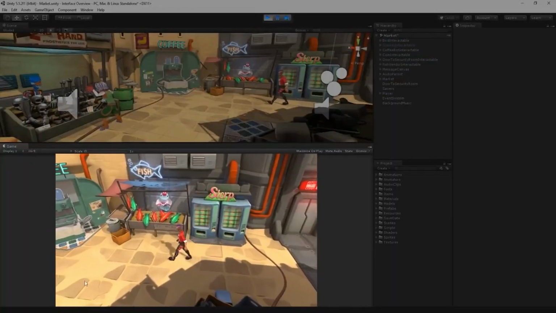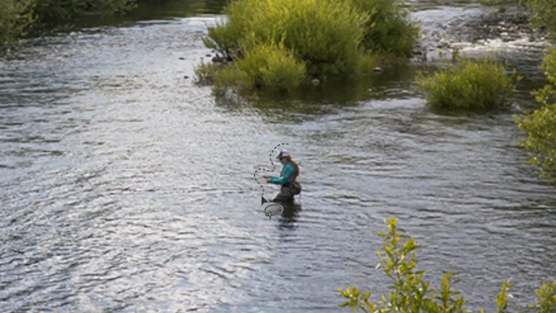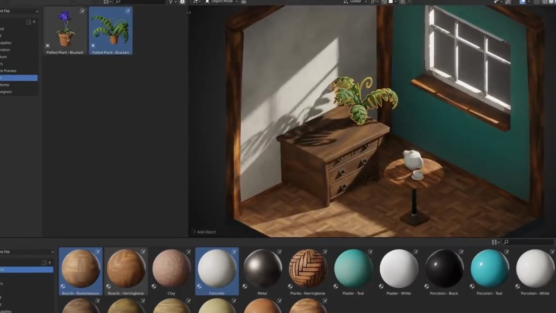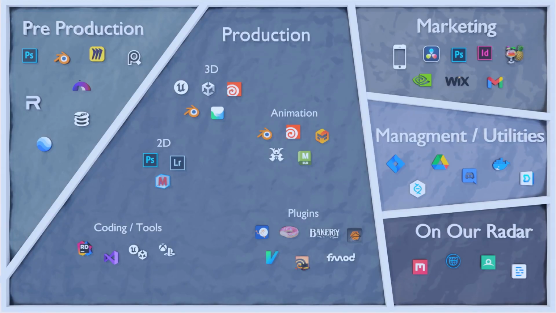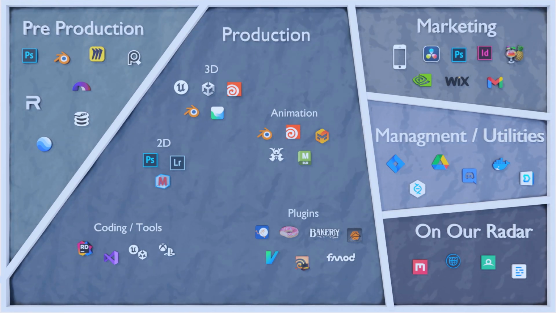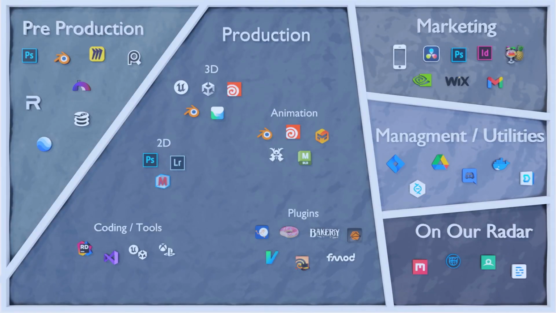Today we thought we would share with you an extensive list we've created of every piece of software we've ever used, going from pre-production all the way to releasing a video game. So let's get into the list. We've broken up this list into a few categories: pre-production, production, marketing, project management, platform-specific software, and then just a handful of software that's on our radar that we haven't used but looks cool.